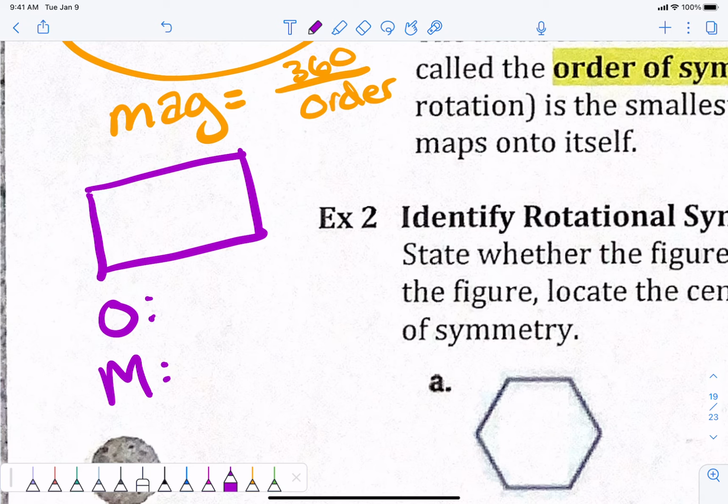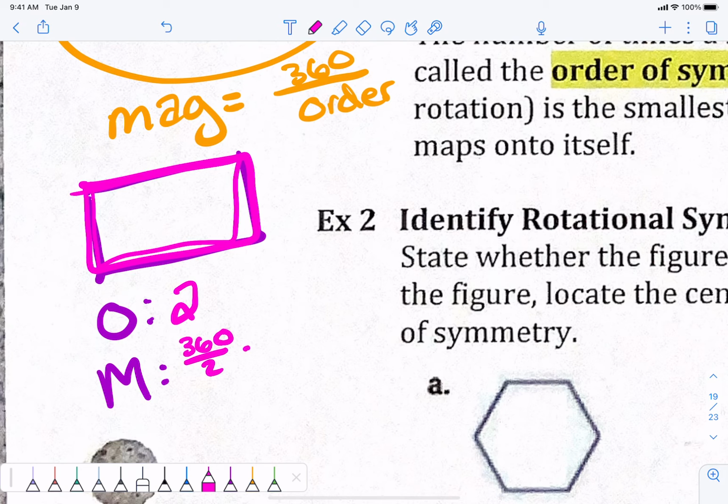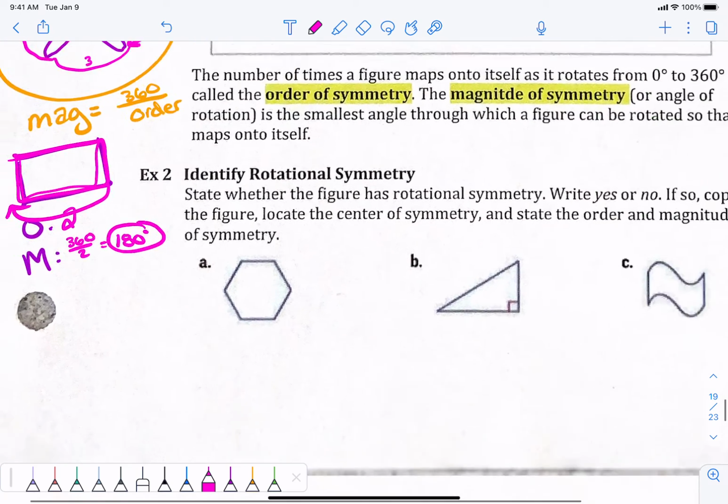What's its order going to be? 1, 2, including the full circle, right? So it would have an order of 2. If I rotate it 180 degrees, it'll be like this, and then if I rotate it again, it'll be on top of itself again. So magnitude would be 360 divided by 2, which is 180 degrees. You can rotate that sheet of paper a half of a turn, which is 180 degrees, and that will map on top of itself. Make sense? Okay, so that's a rectangle. Good? All right, example 2.